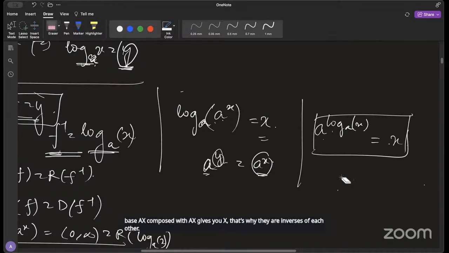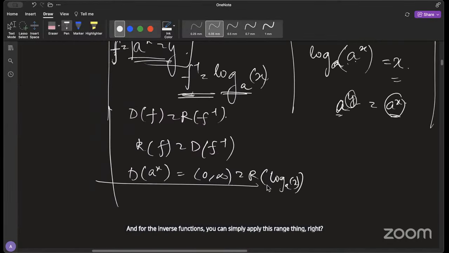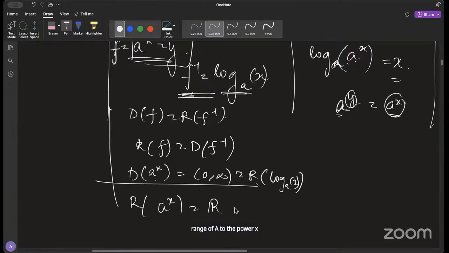And for the inverse functions, you can simply apply this range thing, right? Range of this is the same as domain of this, and range of a to the power x, which is real numbers, is the same as domain of log. Wait, the domain of this is R. Domain of a to the power x is R, right?